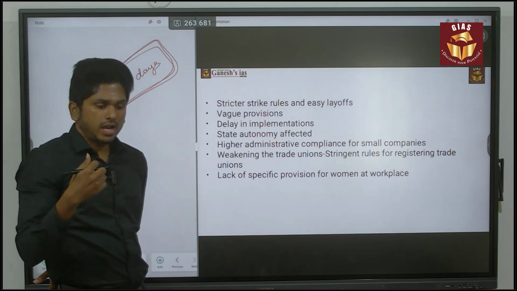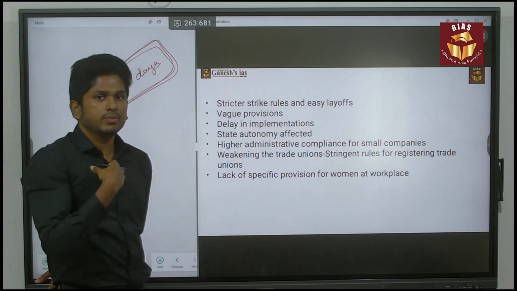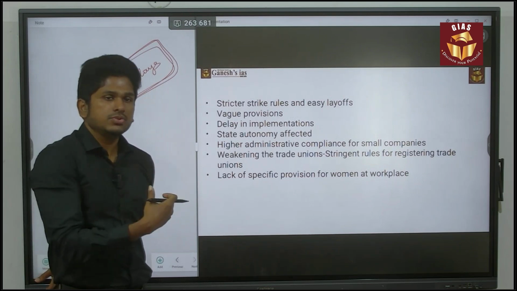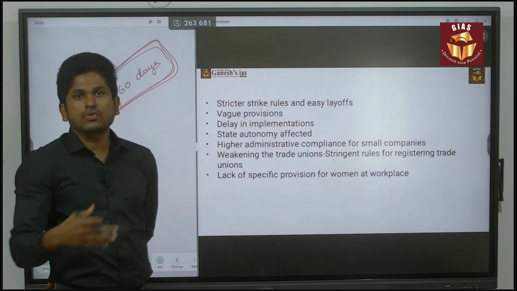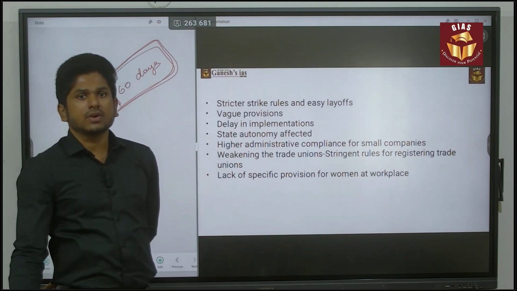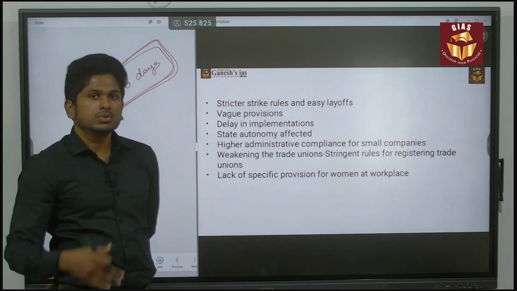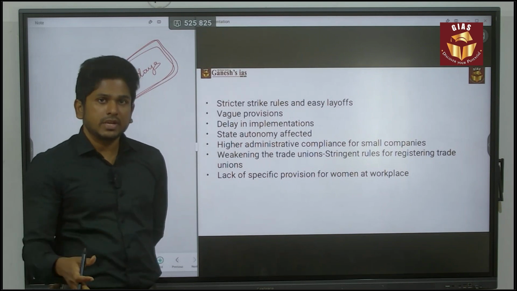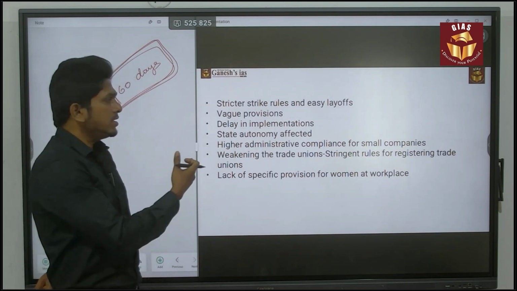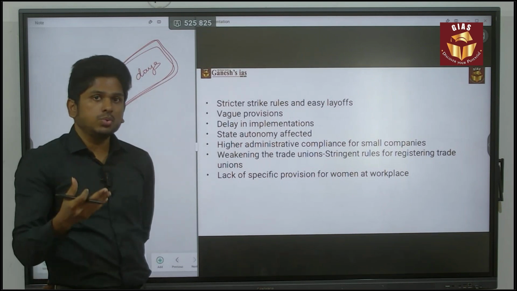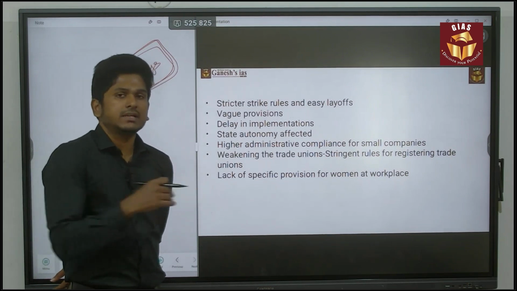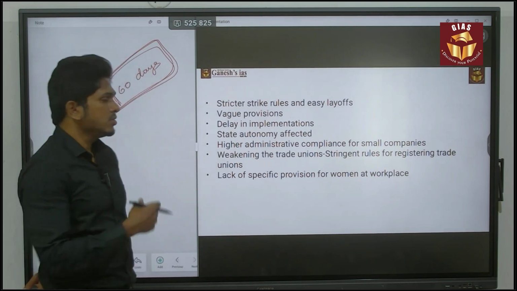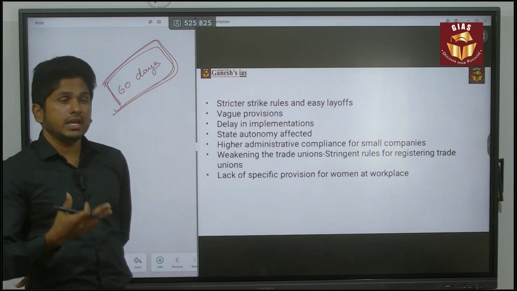Consider that I am an employee and I am facing certain issues with the employers, the company's management. So definitely I will go for a strike on the next day itself, on that day itself. So that is how the strike mechanism will run. But here it is saying that you have to give a notice 60 days prior. That is the major issue. Okay, so it is affecting the rights of the labor.